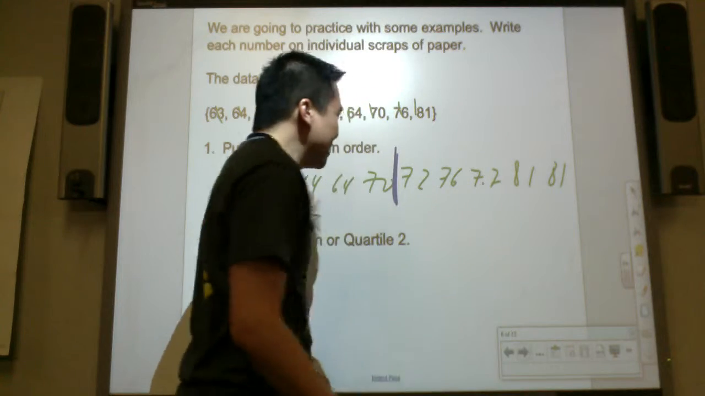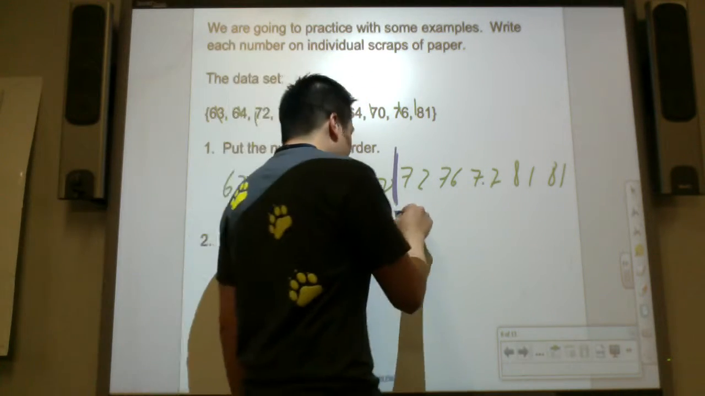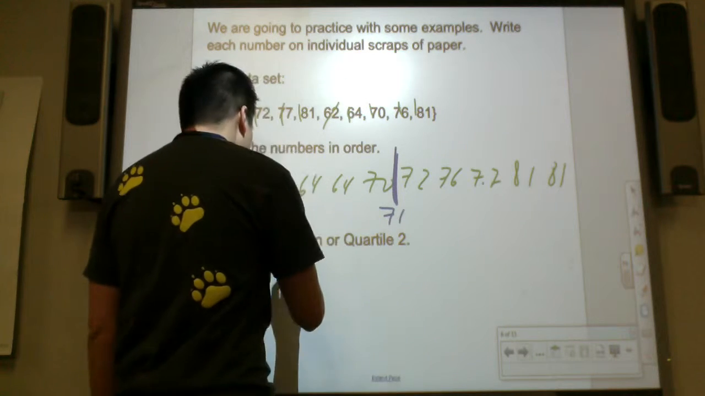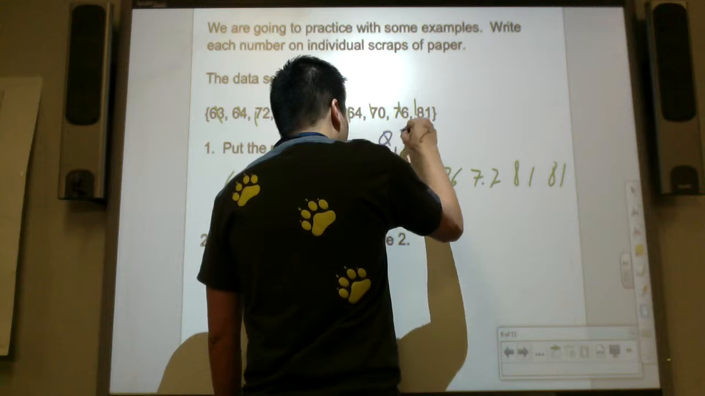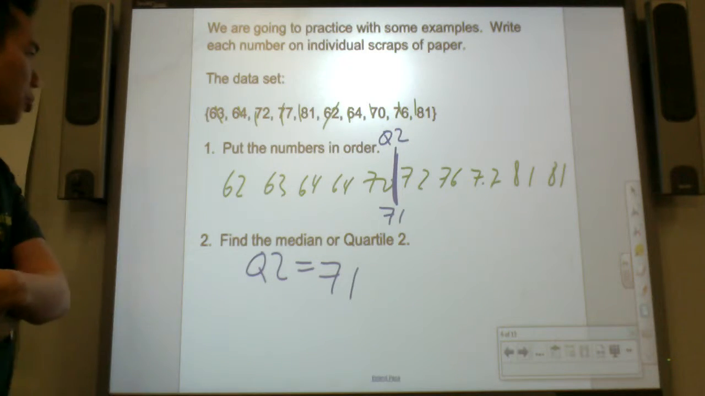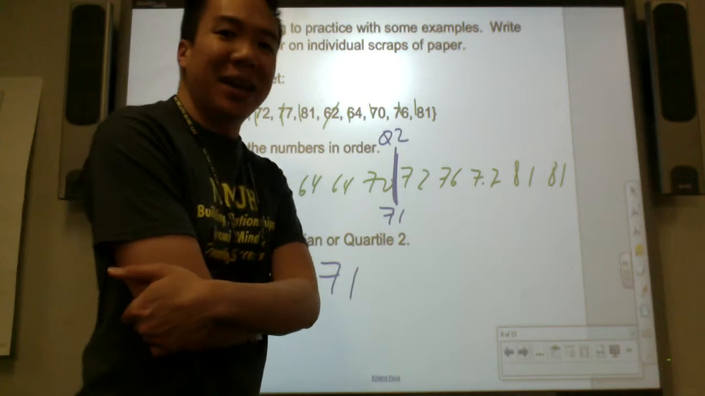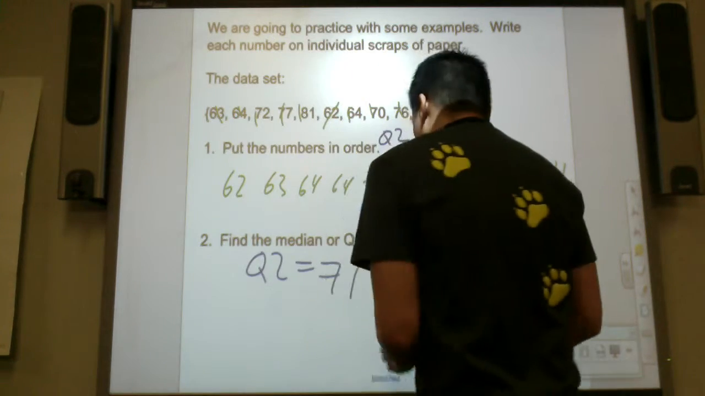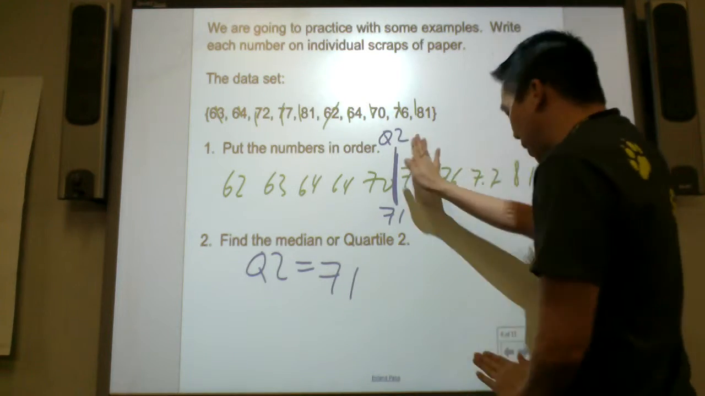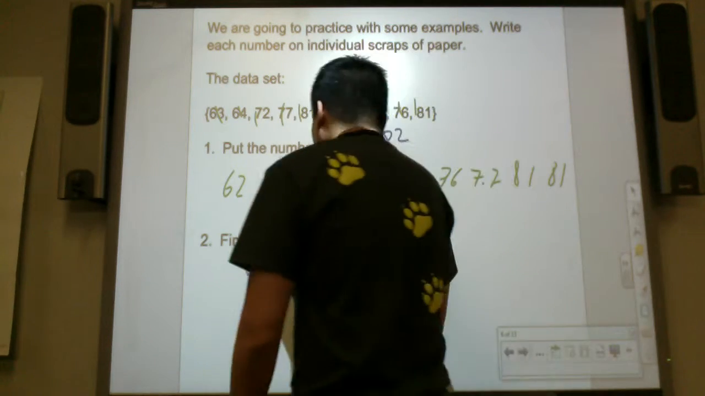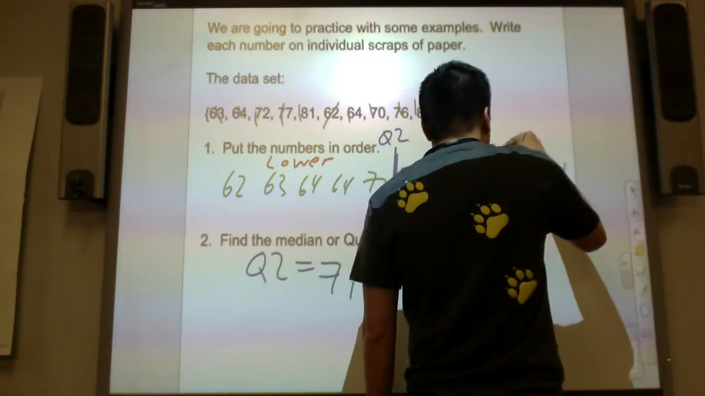So what is the halfway point of 70 and 72? 71. So quartile 2 is 71. Let's label this quartile 2. Quartile 2 is the median. It is the halfway point. So as you can tell, this is the lower half. This is the upper half. If you want to label it, you can. This is the lower, and this is the upper half.